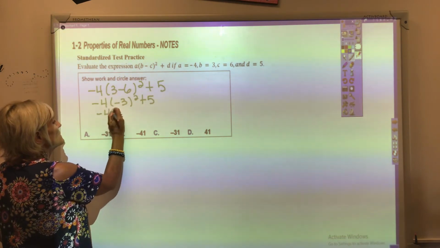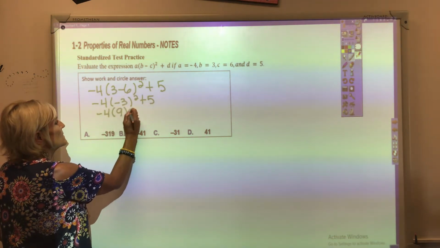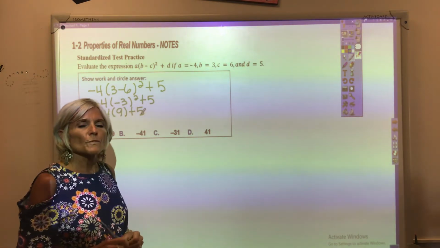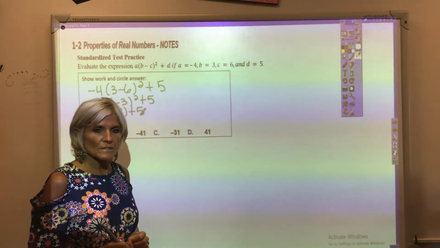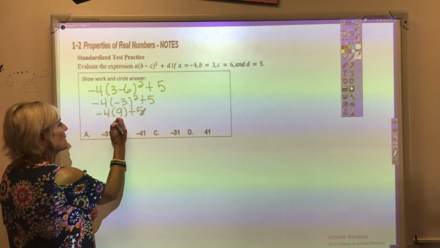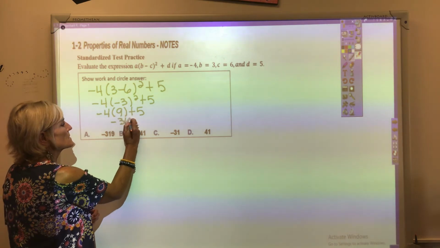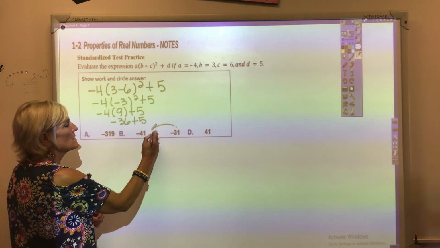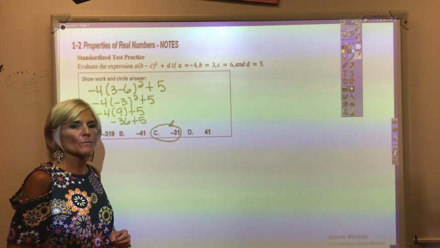Negative 4 times 9 plus 5. Now I'm just left with multiplication and addition. So I want to do the multiplication first. I will have negative 36 plus 5. And I can simplify that to C, negative 31.